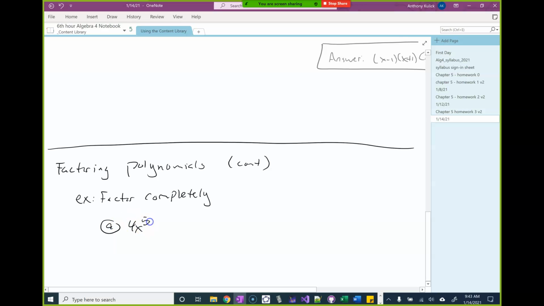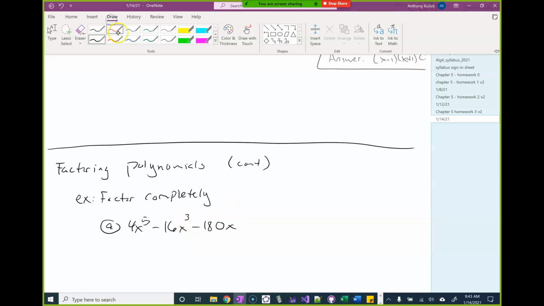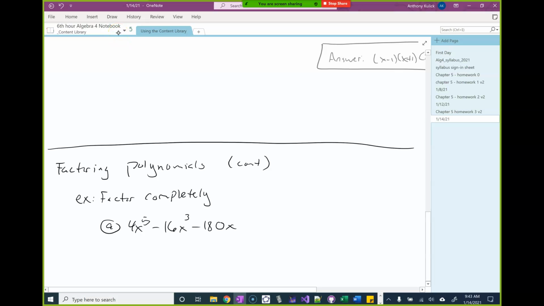So we'll do like 3 examples again of this, same thing that you were doing last night. And then we'll talk about solving by factoring, which is just a teeny little step forward.